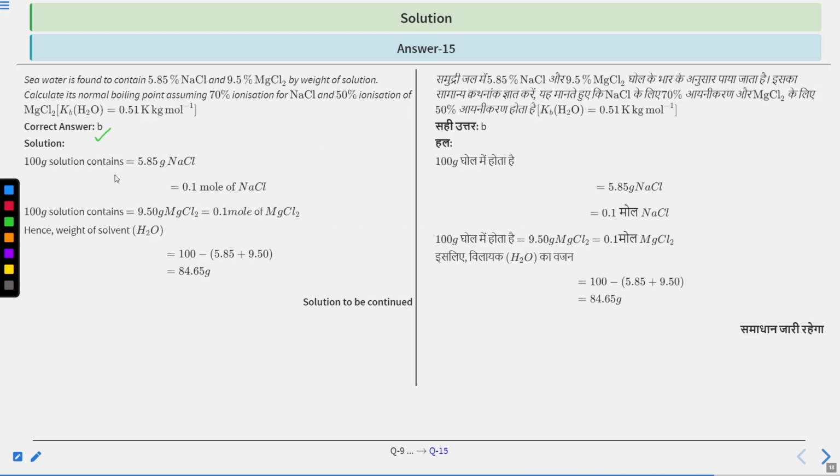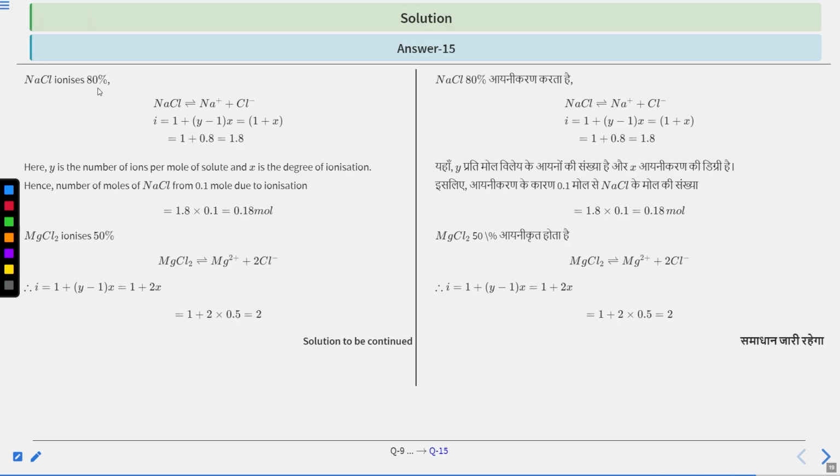So 100 gram of solution contains 5.85 gram of NaCl, which on dividing by its molar mass is equal to 0.1 mole of NaCl. Similarly, 100 gram of solution contains 9.50 gram of MgCl2, which is equal to 0.1 mole of MgCl2. Hence, the weight of solvent H2O will be 100, the weight of solution, minus the weight of these two solutes, 5.85 plus 9.50. The weight of solvent comes out as 84.65 gram.